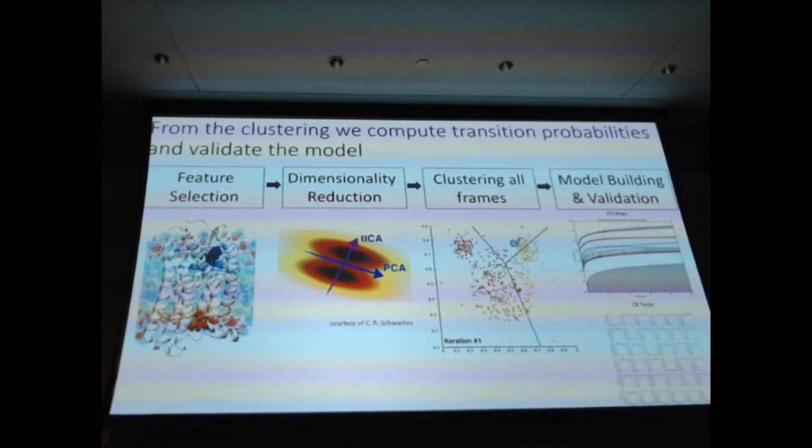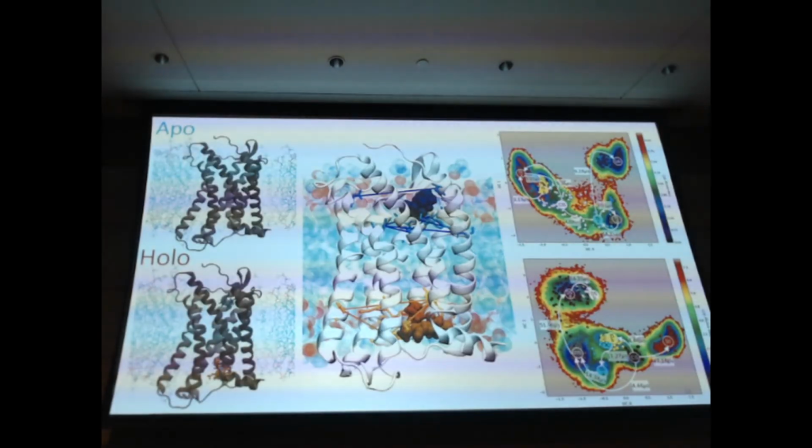Okay, so finally, after clustering, you compute transition probabilities and validate the model. So, implied timescale plots and CK tests prove that your model is valid and works. And then after that, I coarse grain the MSMs using hidden Markov models to assess the transitions between dominant macrostates.